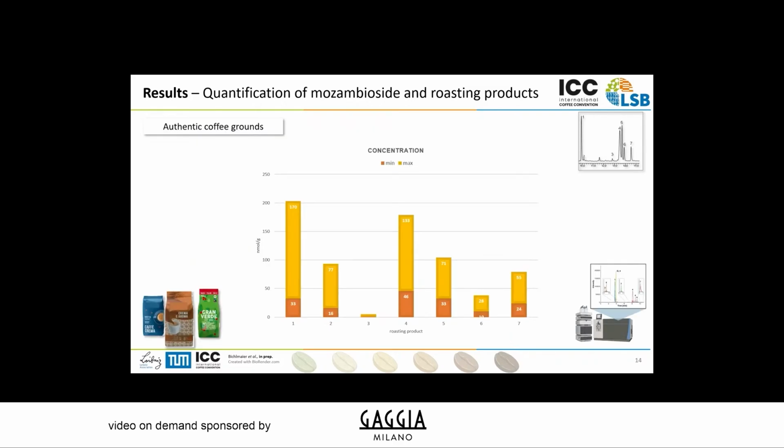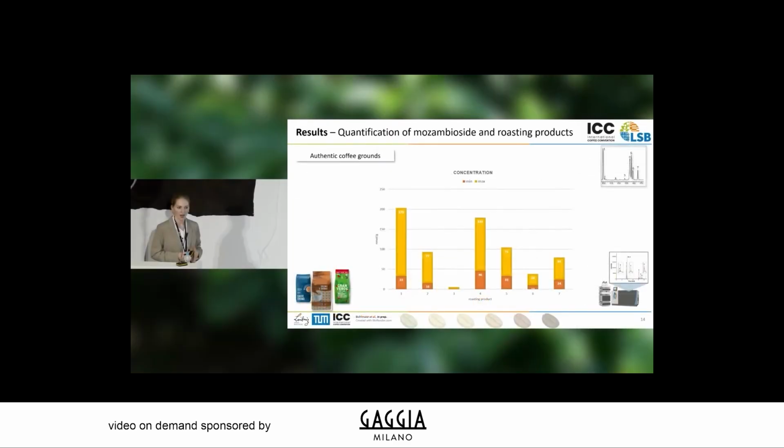We also wanted to know the concentrations in authentic coffee grounds, which we can buy in a grocery or the supermarket. So here you can see the concentrations from the minimum to the maximum. It is a very huge difference between different samples.